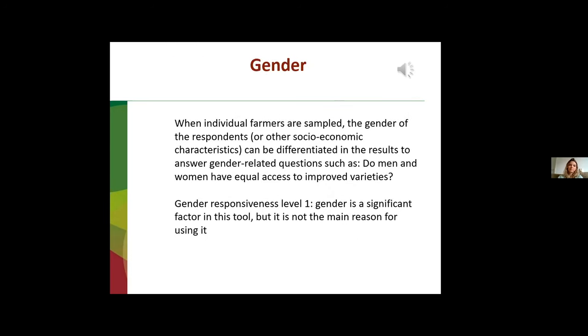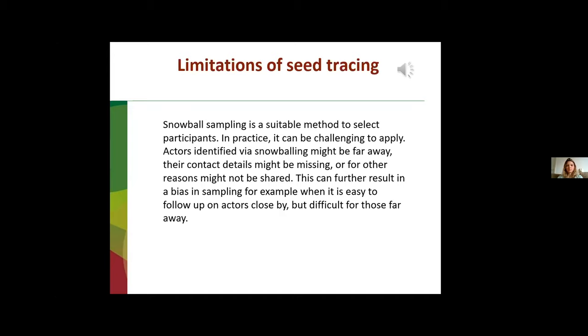So information on gender or other socioeconomic characteristics of the respondents can be collected, and it can be used to answer certain questions like, do men and women have equal access to improved varieties? That means that the gender responsiveness level is 1. Gender is a significant factor in this tool, but it's not the main reason for using it.